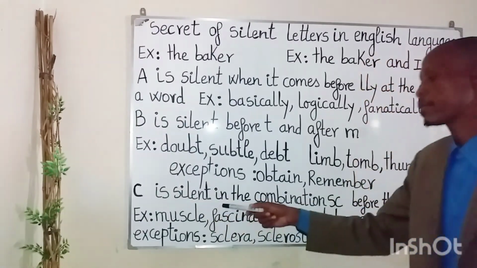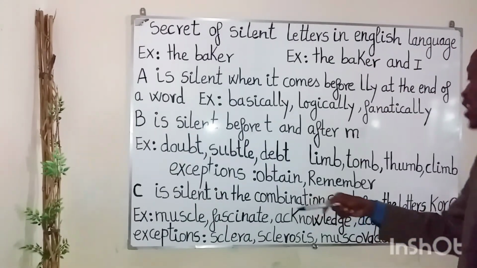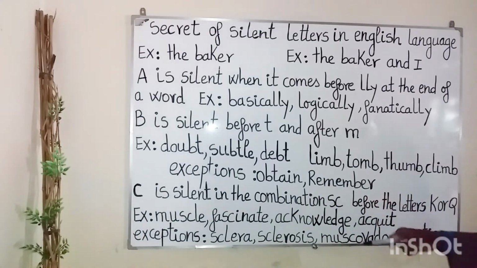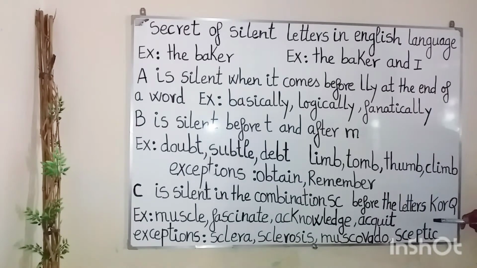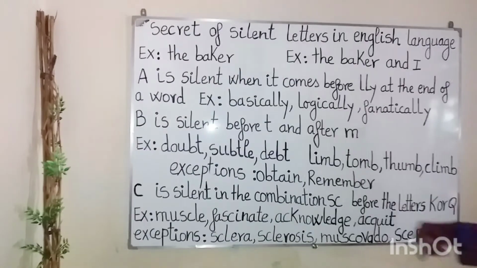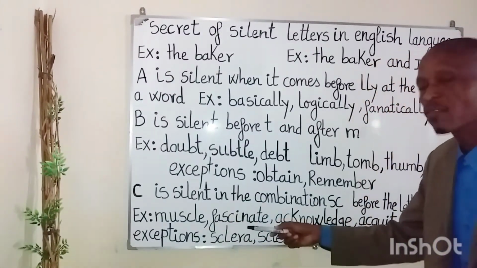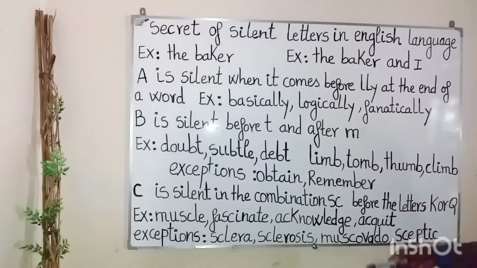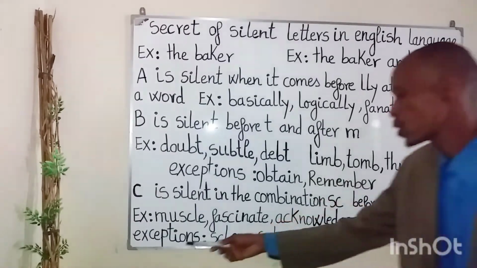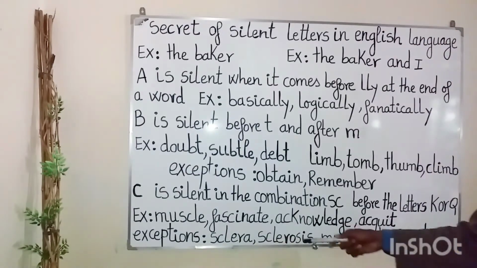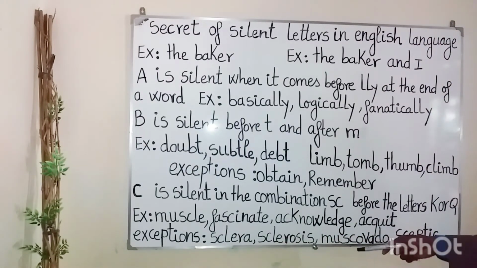Move to the letter C. The letter C is silent in the combination S, C. Also before the letter K or Q. Example, muscle, fascinate, acknowledge, acquit. In these 2 cases, the C is dismissed. Exception: sclera, sclerosis, muscovado, skeptic, which means doubter.